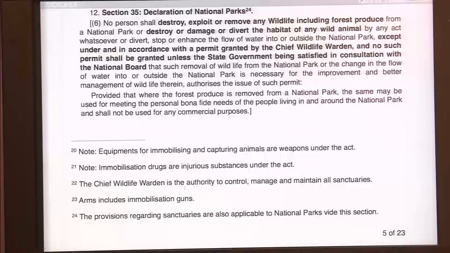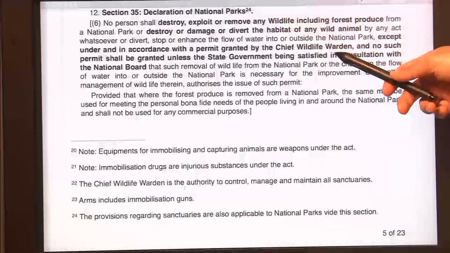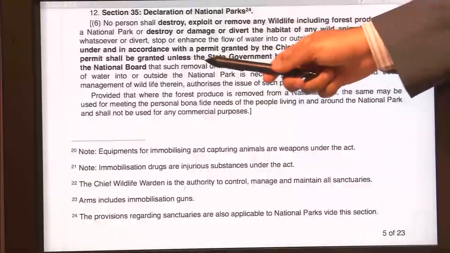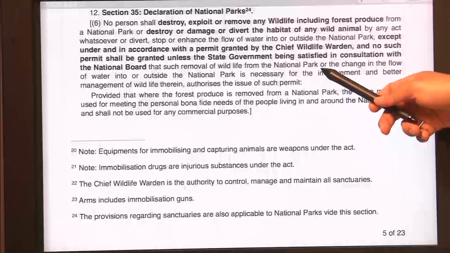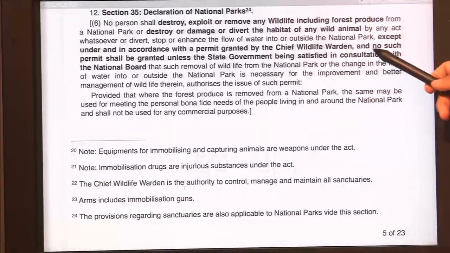Now, in the case of national parks, we have an added layer of protection that the chief wildlife warden will only grant these permissions when the state government is satisfied. And not only the state government has to be satisfied, it has to be satisfied in consultation with the national board. So, essentially, you have taken the matters to the central government.